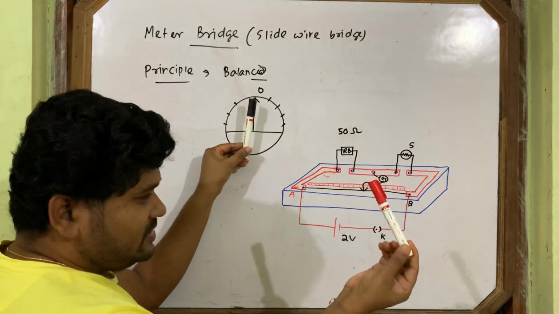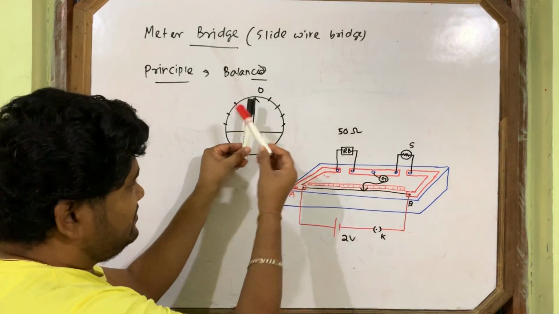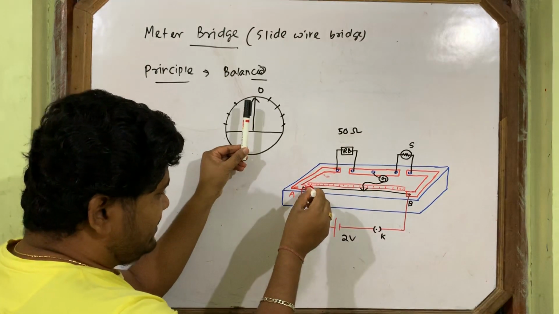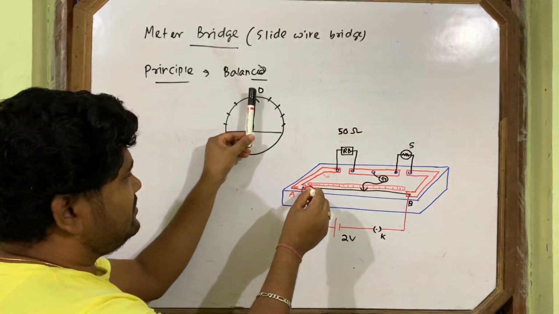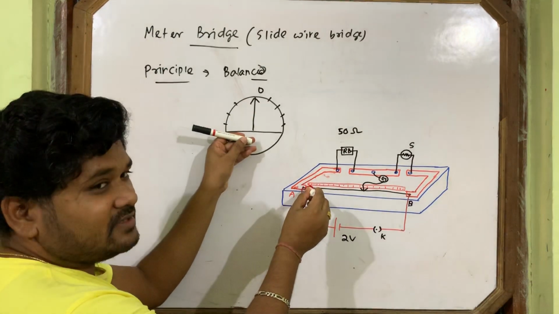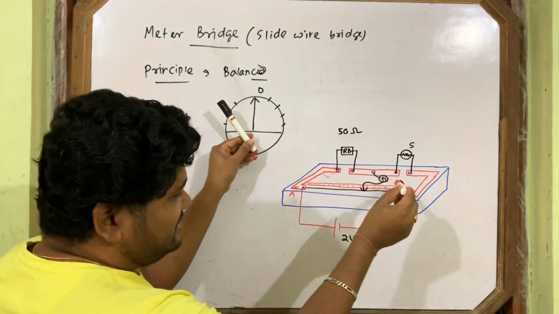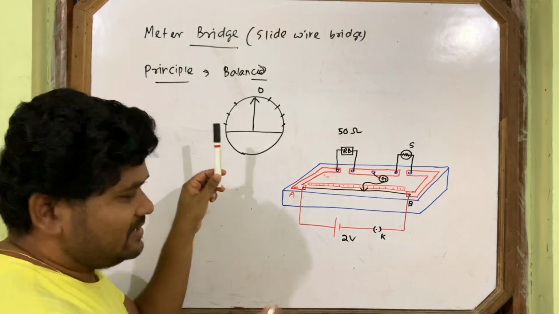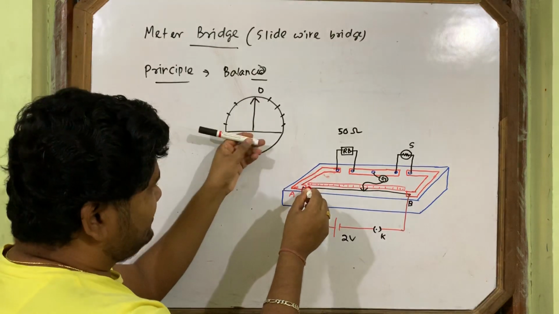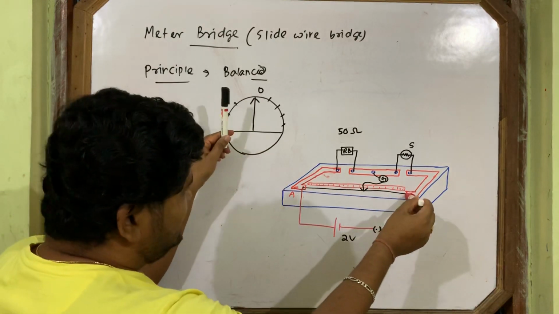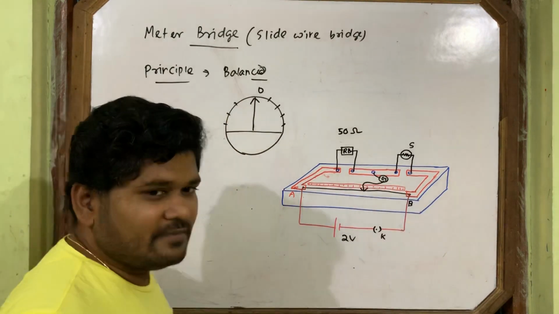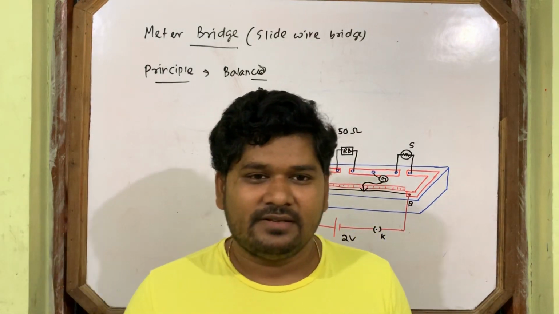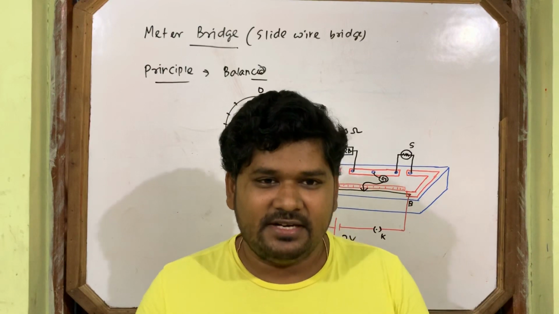When you bring the jockey, this red marker is the jockey and the black marker is the galvanometer pointer. When you bring the jockey, touch at point A. Now see the galvanometer pointer. Take it, touch at B. Again, touch at A, touch at B. The connection is 100% right. Now you are satisfied, my connection is 100% right.